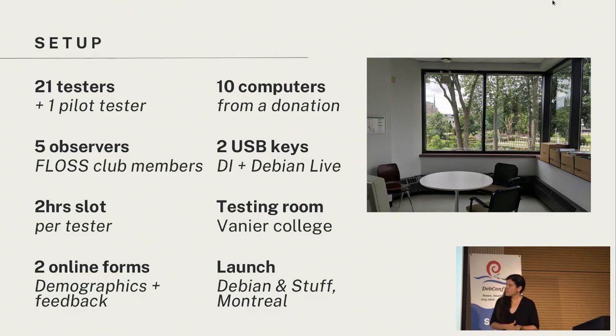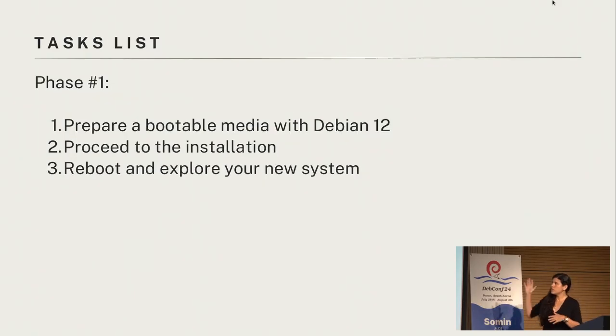2 online forms. So we had the demographic form. People would input their information, and at the end, a feedback form about their experience. And I think I covered that. And also we provided 2 USB keys, one with DI and the other one with Debian Live. So just a quick overview.